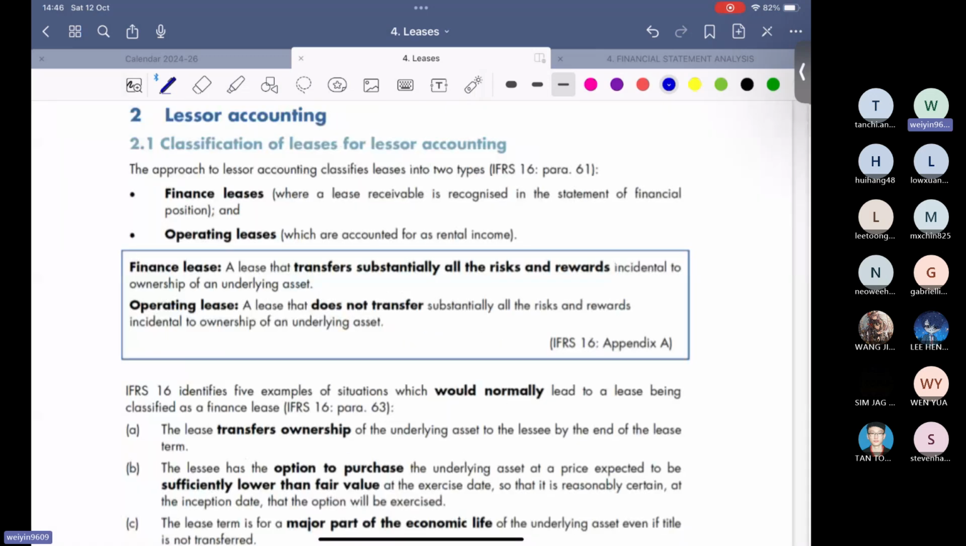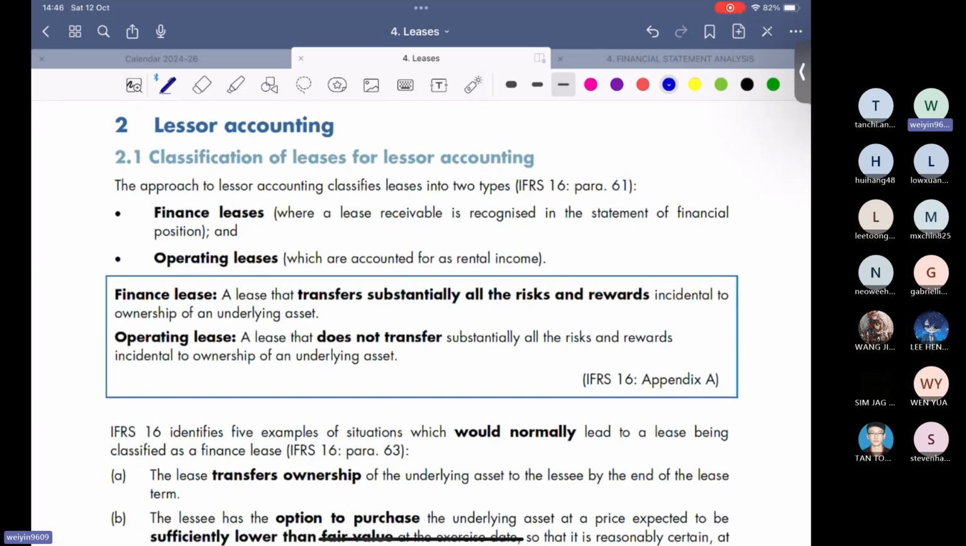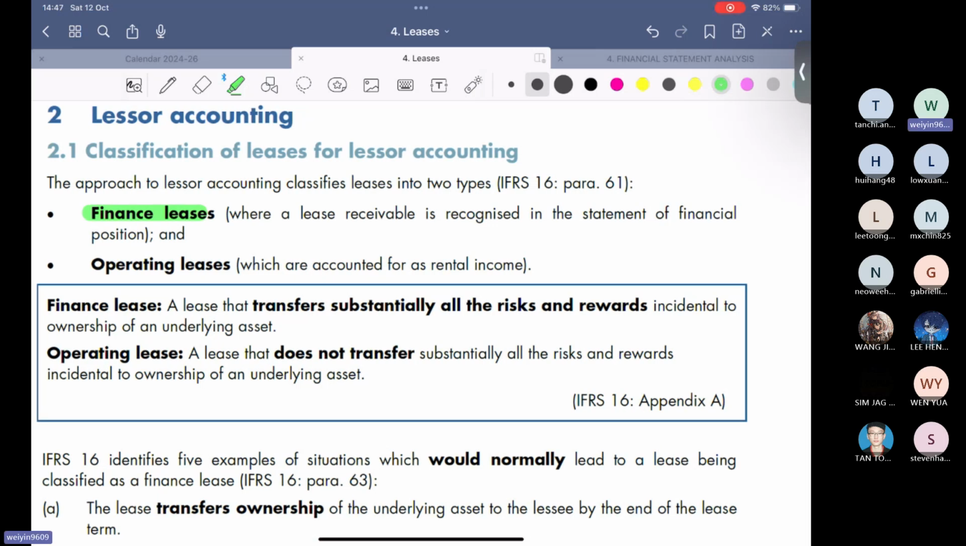Then we proceed with the lessor accounting. Lessor accounting, not much difference because most of the time tested it will be the lessee, but no matter how, we still need to understand about the lessor accounting. So under the lessor accounting, we still maintain the 2 classification, which is the finance lease and the operating lease. So if this is the finance lease, a lease receivable is recognized in the statement of financial position, and operating lease is accounted for as rental income.